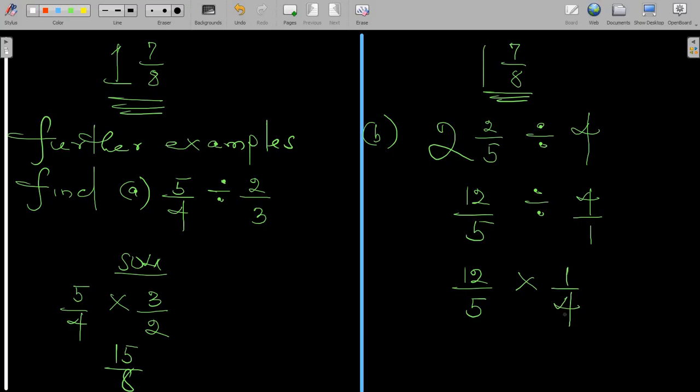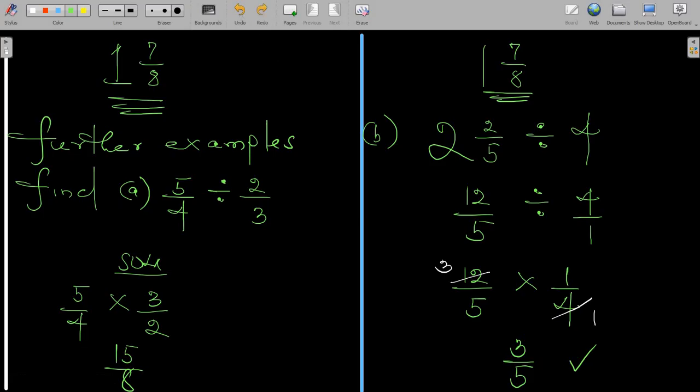So let's move on. 4 goes here, 1. 4 can divide 12. Then we have 3. Okay, we are not left with anything again. So 3 times 1, we have 3. Then 5 times 1, we have 5. And actually, this is the perfect answer to that question.